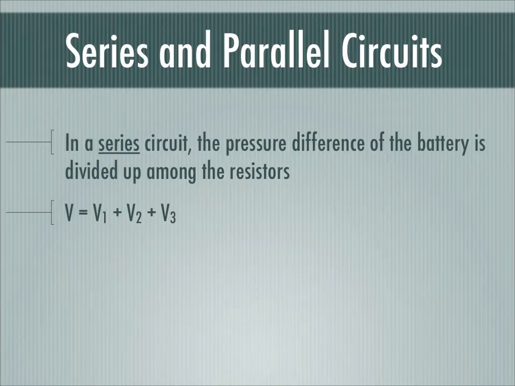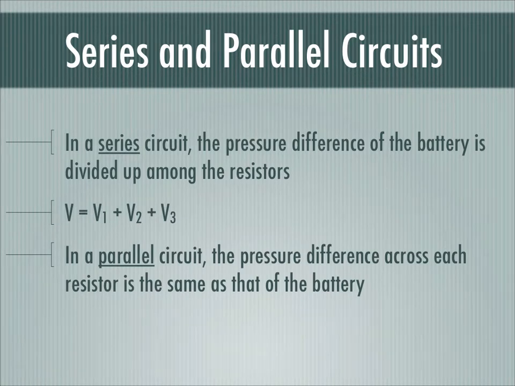So let's summarize. Basic principle. In a series circuit, the pressure difference of the battery is divided up among the resistors. Looks like this on your reference tables. Voltage of the battery is equal to pressure difference across light bulb 1 plus the pressure difference across light bulb 2 plus pressure difference across light bulb 3 added together.